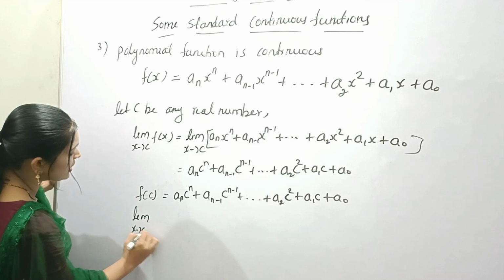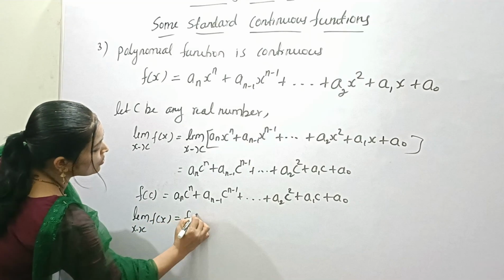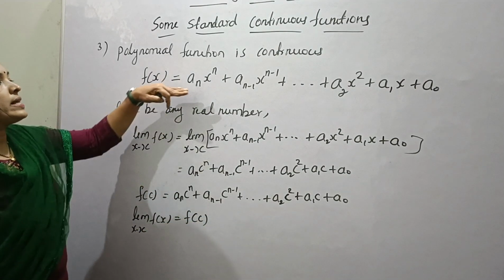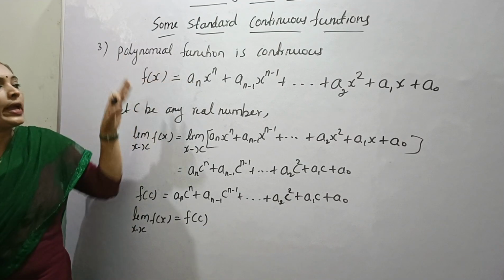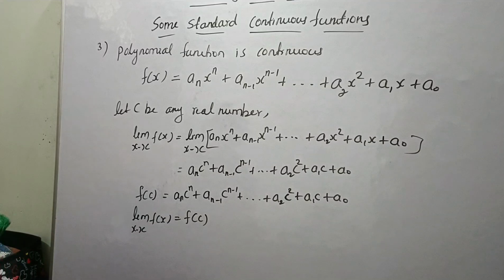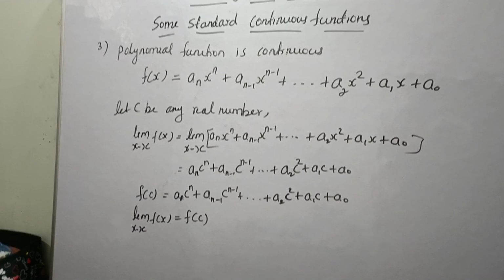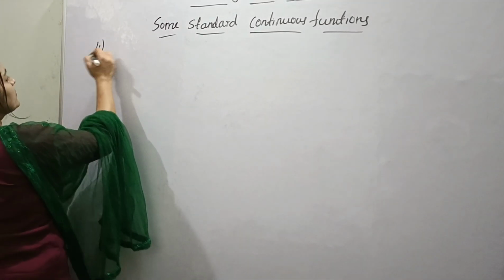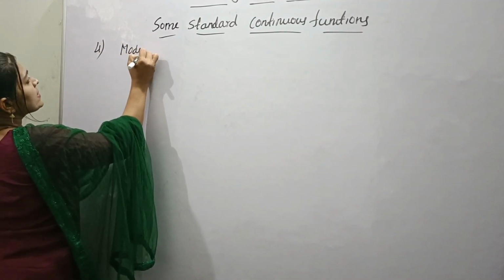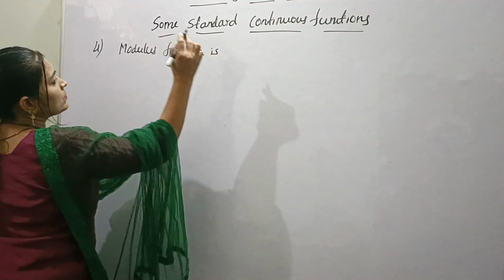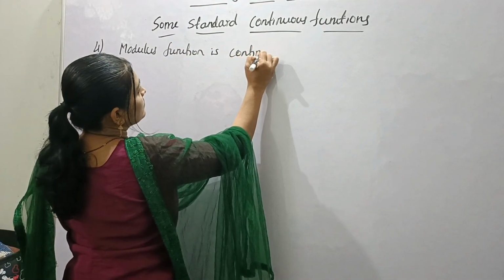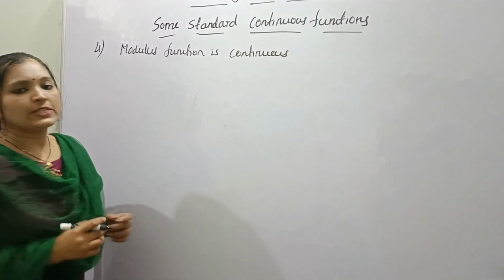Limit x tends to c, f of x is equal to f of c. Therefore, this polynomial function is also continuous. The fourth function is the modulus function. Modulus function is continuous, that is, modulus of x is continuous function.